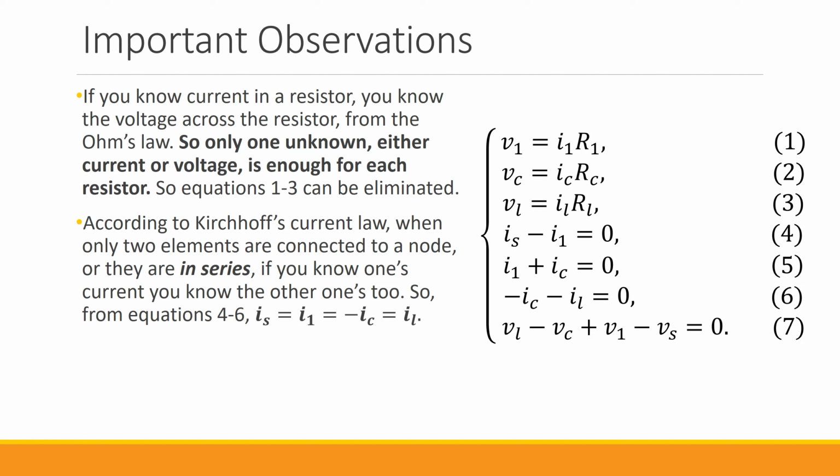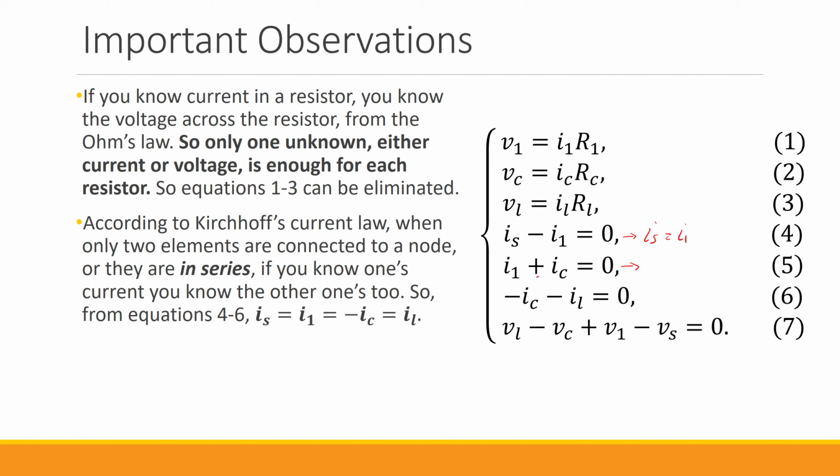So now let's see what happens next. According to Kirchhoff's current law, when only 2 elements are connected to a node, or they are in series, if you know one of the elements' currents, you basically know the other one too. So what do I mean by that? Let's just take a look at this fourth equation. We have Is minus I1 equals 0. So it means that Is equals I1.